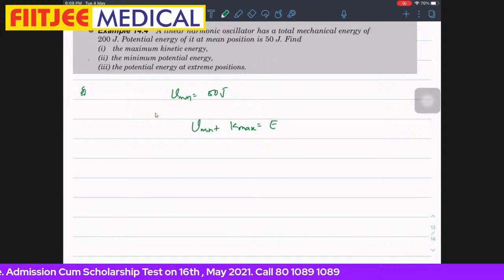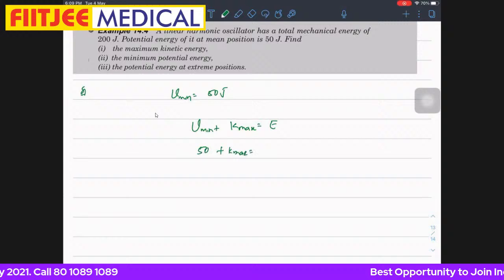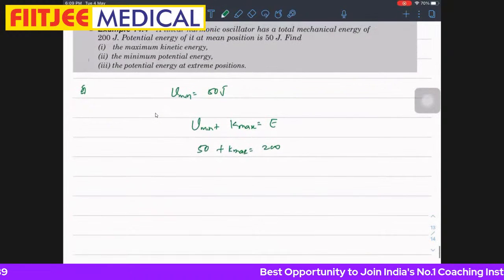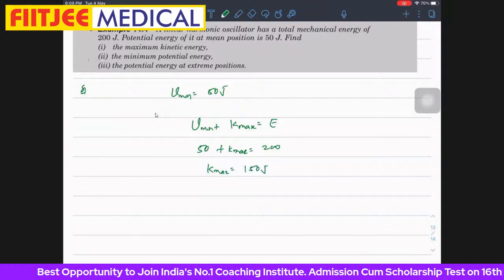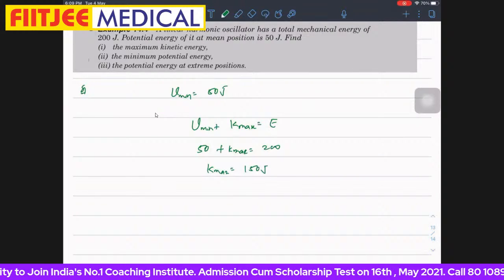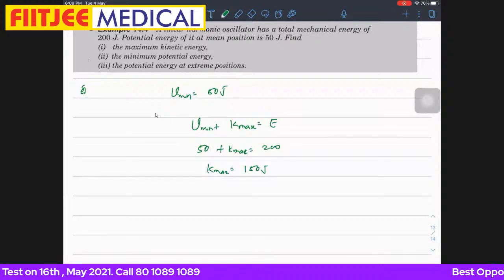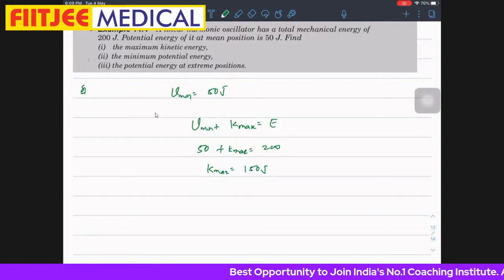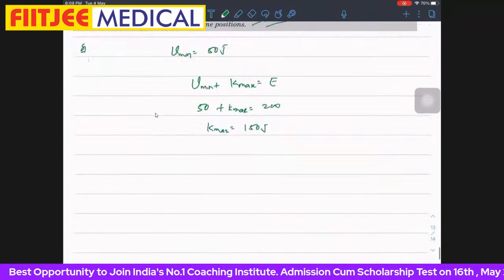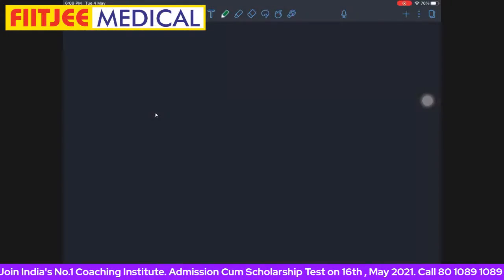So we are given the potential energy is how much? 50 plus K max is equal to how much? 200 joule. So maximum kinetic energy will become how much? 150 joule. Minimum potential energy we have already got. Potential energy at the two extreme positions: 200, 200. Because at the extreme position, kinetic energy will be zero, so whatever energy you are having will appear as potential energy. That's why the potential energy at the two extremes will be 200 joule. Let's take a few more.